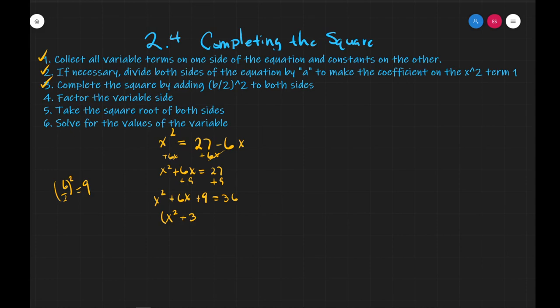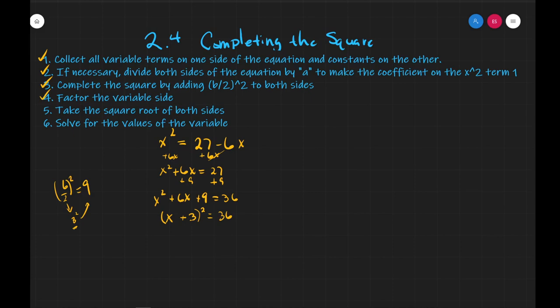Not x squared, just a plain old x. So it factors to x plus 3 squared. Whatever number you get in here, so this became a 3, and we squared it, which became 9. This number that you're squaring also ends up inside your parentheses, okay? x plus 3 squared equals 36. We factored that variable side, done.